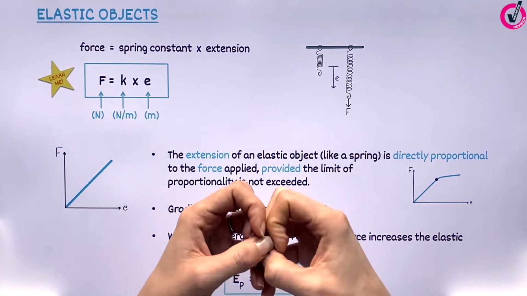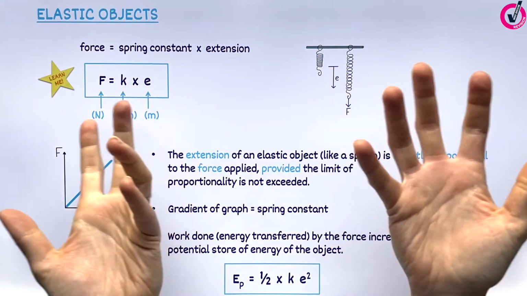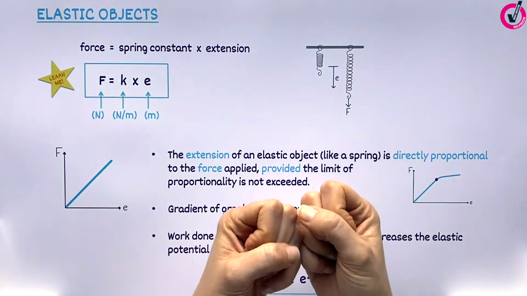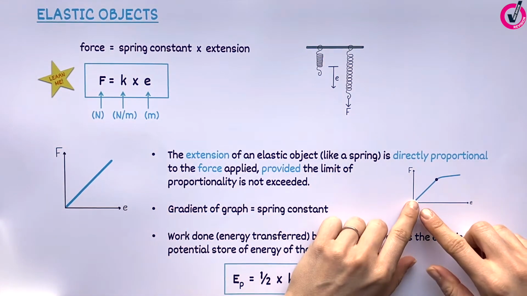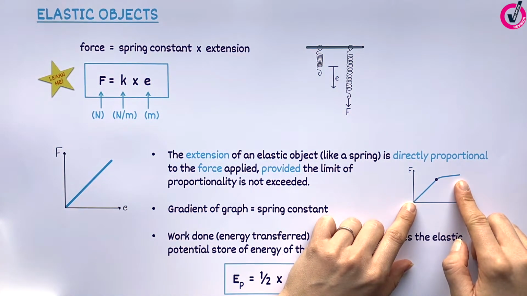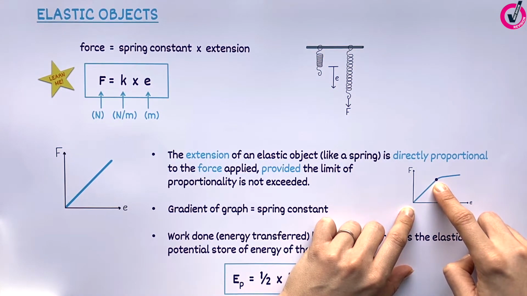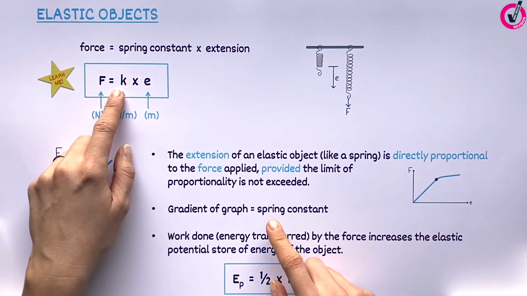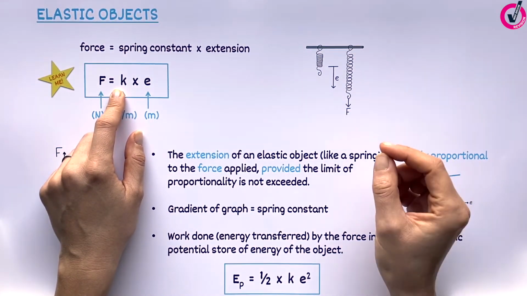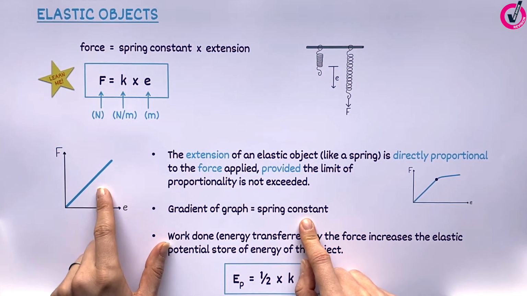Well, if you've ever pulled a spring with a lot of force and really stretched it, you'll have found out that the spring doesn't go back anymore. You've plastically deformed it, and it no longer returns to its original shape. The graph would start to curve at this point, and the point between where it's linear and non-linear is called the limit of proportionality. The spring constant is a fixed number for every elastic material. You can find the spring constant by finding the gradient of the graph.